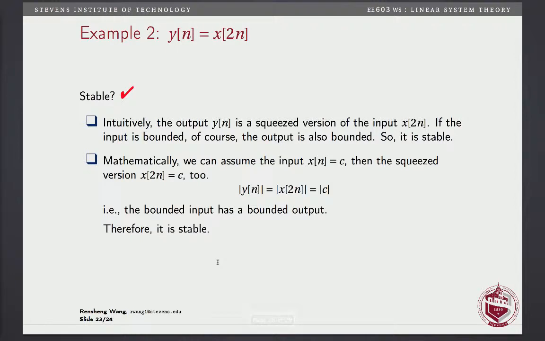How about stable? That's very obvious because y only contains a copy of x. If x is bounded, y of course is also bounded. Again, we choose the shortcut here. We put in input equals constant. Of course, if x(n) is a constant, you squeeze x(n) over the time index, that's still bounded. It's also constant. So the absolute value of y(n) is also bounded. So that's called a stable system.